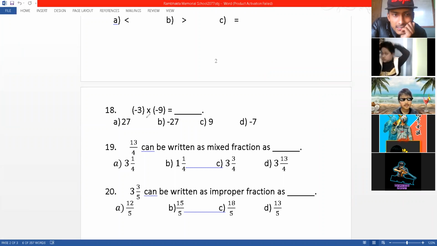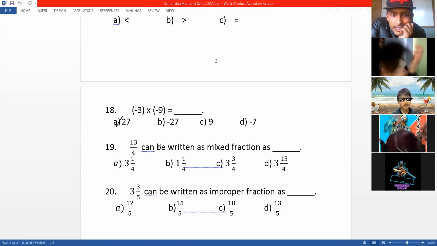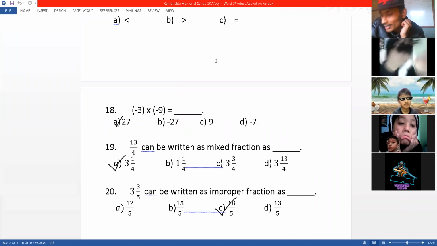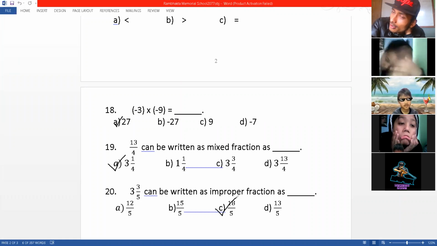So now these two, this is minus and minus, if you remember. And then 13 by 4 can be written as 4 3s are 12. Right, and 3 by 5 can be 5 3s are 15 plus 3, 18 by 5. So this is the correct answer. Anyone has any questions for me?